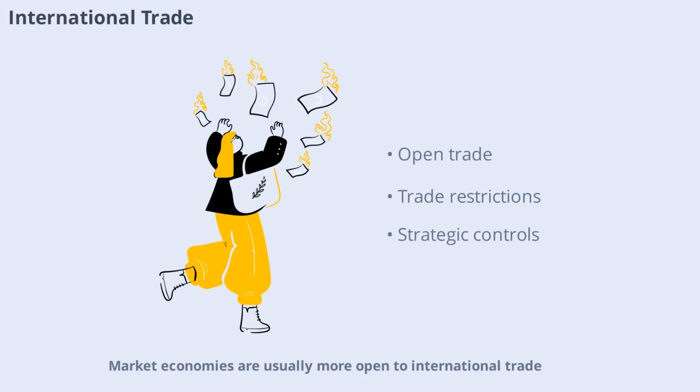Market economies are usually more open to international trade, allowing businesses to import and export freely. Command economies may restrict trade to protect domestic industries or achieve national goals. Mixed economies balance openness with strategic controls.